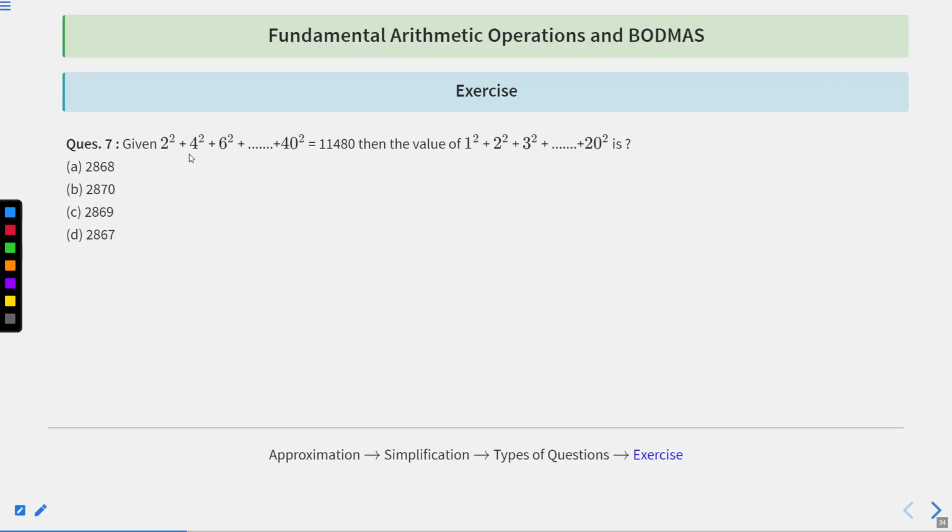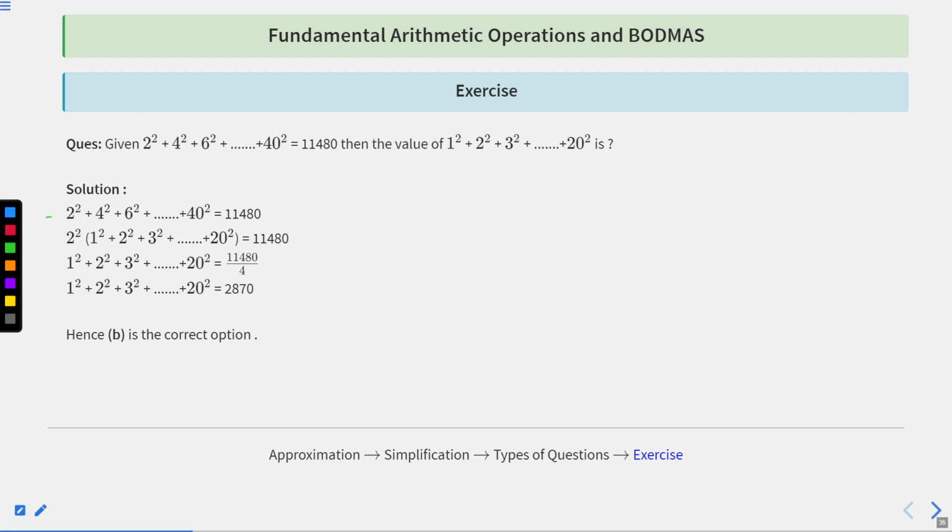Given 2 square plus 4 square plus 6 square till 40 square is equal to 11480. So the value of this sum is given to us, and using this sum, find the value of 1 square plus 2 square plus 3 square till 20 square.